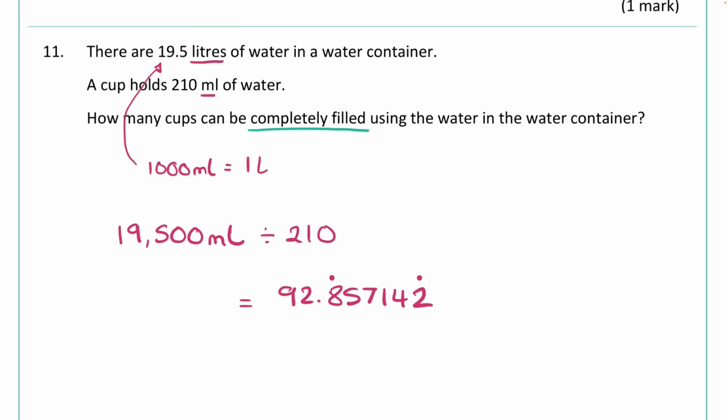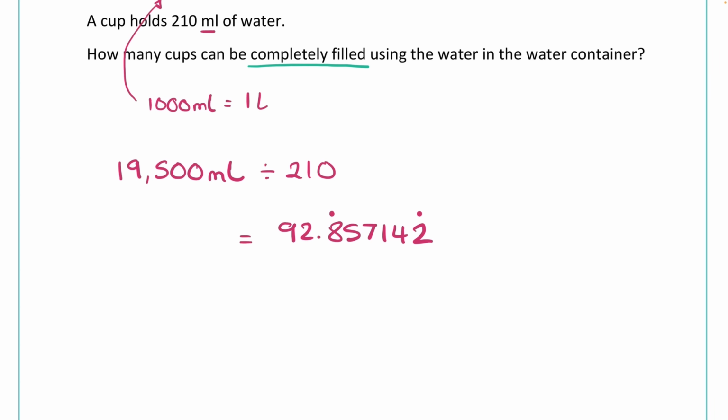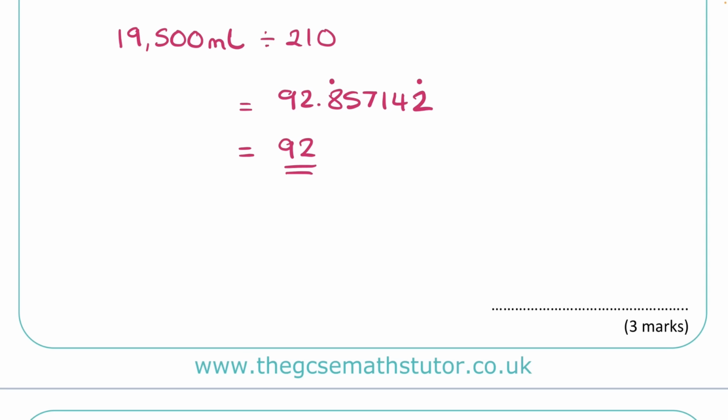We've got some recurring dots above the 8 and the 2 there, and now we can figure out how many can be completely filled. So what we found here is that 93 cannot be completely filled, but 92 can be completely filled. So in this case, we're rounding that number down as it's asked for how many can be completely filled. We can fill 92 and almost get to 93, but only completely fill 92 cups. So there we go, our final answer would be 92.